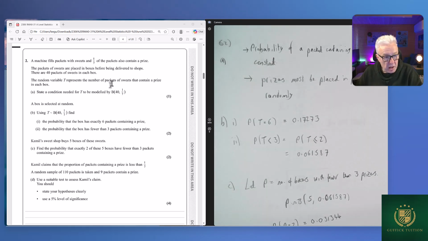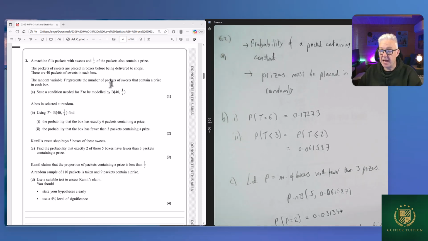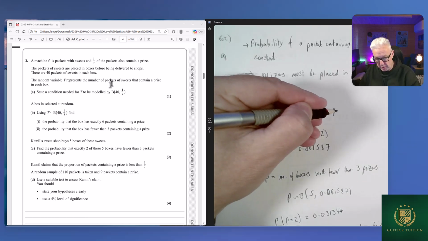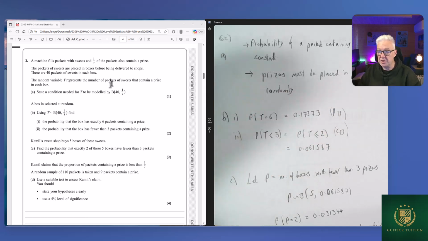Now find the probability that the box has fewer than 3 packets containing a prize. Now less than 3 is the same as less than or equal to 2 in the binomial. So this time, for that one it's binomial PD, this one is going to be binomial CD, the cumulative distribution. So therefore we're going to put 2 in, and you should get 0.061587 as your value there.